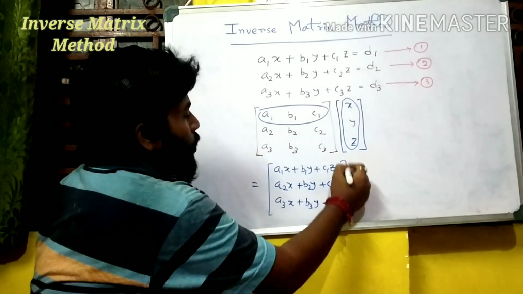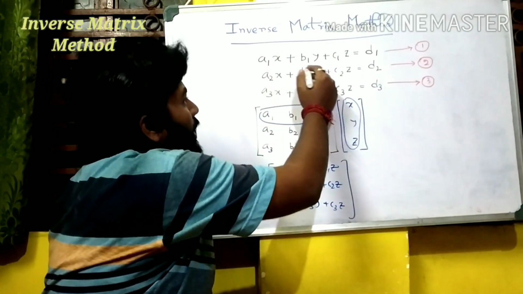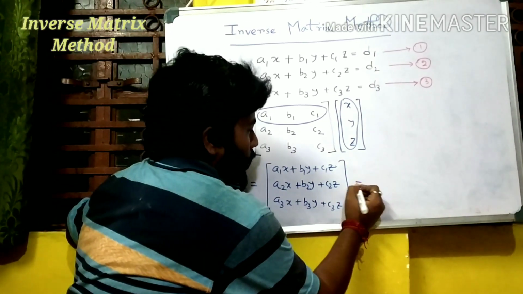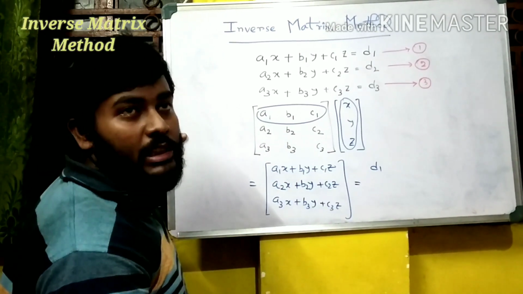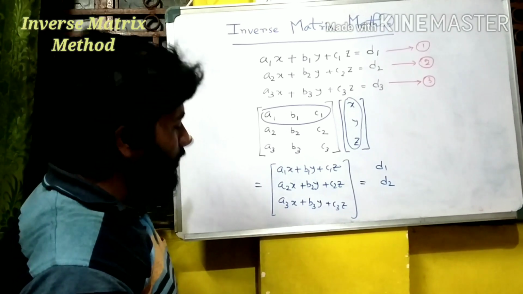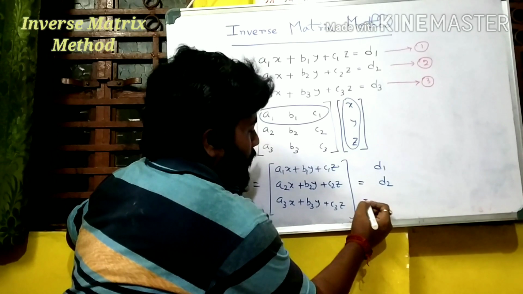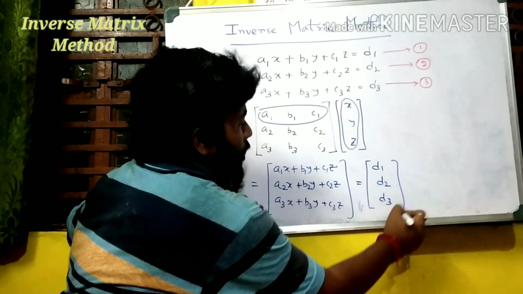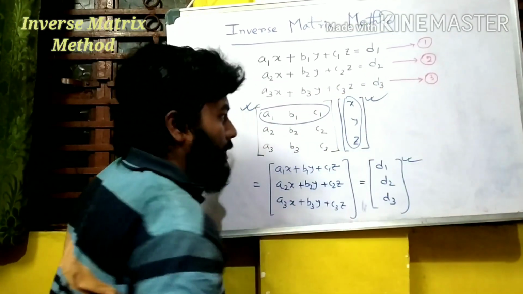And from equations 1, 2 and 3, we know that the value of a1x plus b1y plus c1z is equal to d1, so we will write d1. The value of a2x plus b2y plus c2z is equal to d2. And the value of a3x plus b3y plus c3z is equal to d3. So, multiplying these two matrices, we will get this matrix.